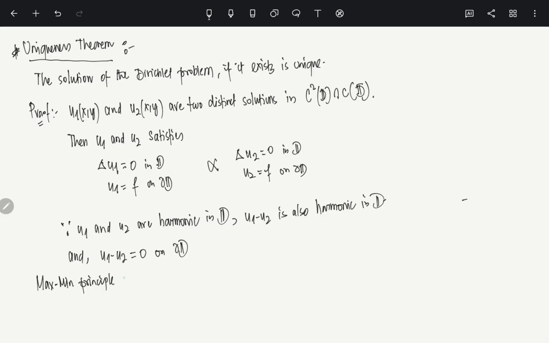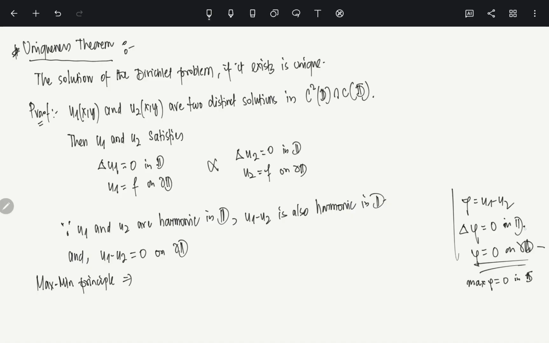The maximum and minimum principle implies something for u1 minus u2. You can think of a function phi, which is u1 minus u2. What does phi satisfy? Laplacian of phi equals 0 in the domain D, and phi equals 0 on the boundary of D. Now we use the maximum principle here. It says that the maximum of phi is attained on the boundary. Phi is always 0 on the boundary, so the maximum of phi is going to be 0 over the whole domain D bar.